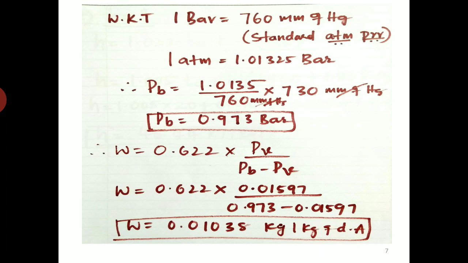Therefore W is equal to 0.622 into PV by PB minus PV. W is equal to 0.622 into 0.0159, PV we already found in the previous calculation, divided by PB, which we have found, minus PV. Therefore W is equal to 0.01038 kg per kg of dry air. Always this will be in kg per kg of dry air.